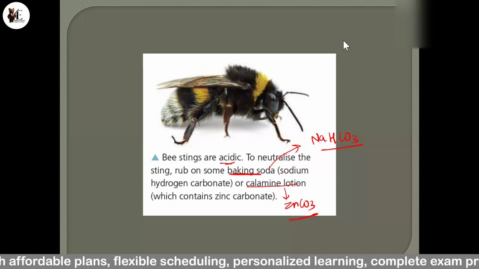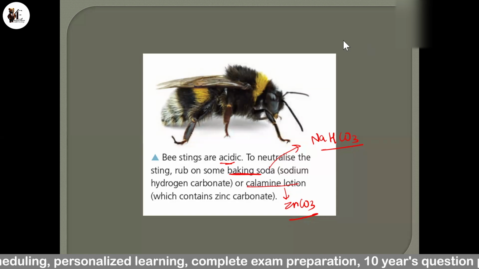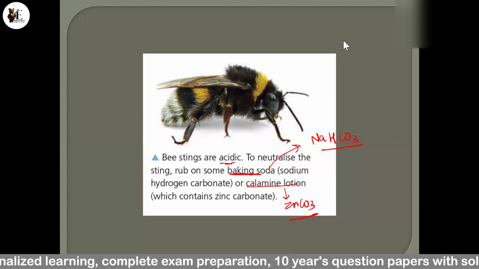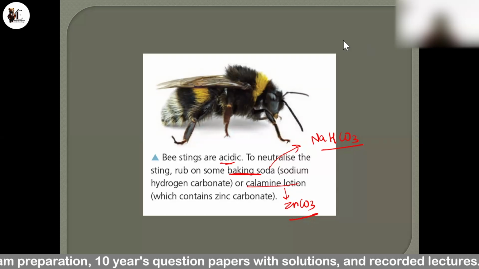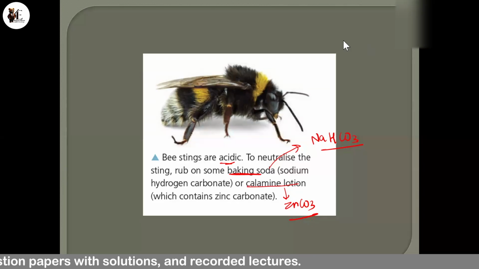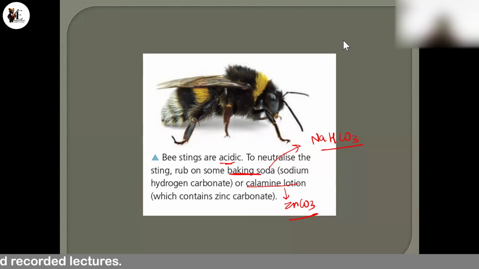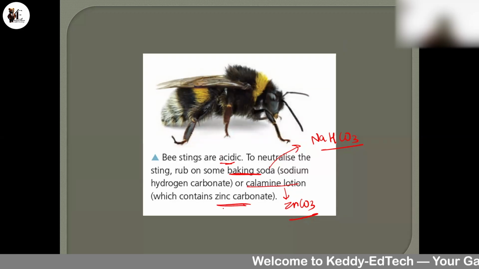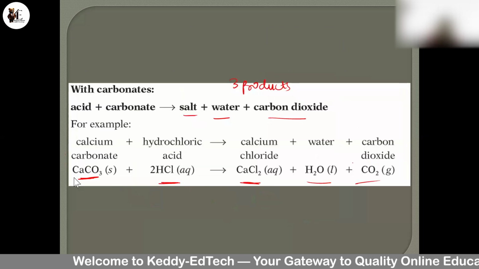Ma'am, didn't you say a neutralization reaction has the products water and a salt? So if it's a carbonate, like zinc carbonate, won't there be carbon dioxide as well? Does that still make it a neutralization reaction? No, I am just saying that if your bee stings are acidic, we have to neutralize it. From metal carbonates, what are the products we get? See here in this reaction, this is a metal carbonate.